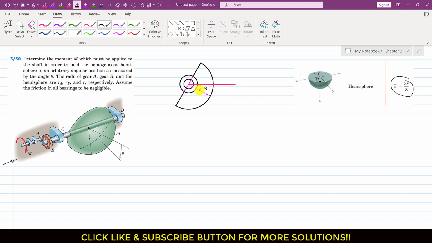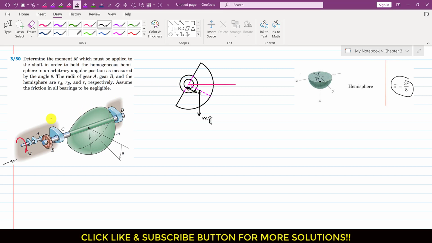Let's say that this is that point G. Let me remove this theta. So here we have that point G, and according to this table, this distance will be 3 divided by 8 times r. So this is that x bar distance. As we know, the weight of this homogeneous hemisphere acts vertically downward at this particular point, so this is that mg, and this distance is 3 divided by 8 r.